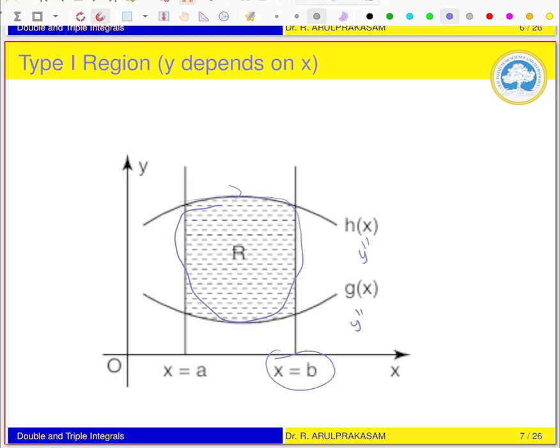How to evaluate this region? That is the application of the double integral. What do you mean by order? The order means I ought to cover the region either parallel to the x-axis side or parallel to the y-axis side. Either way we cover it, the area value does not change.